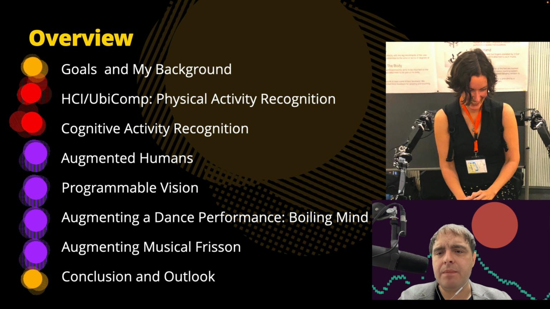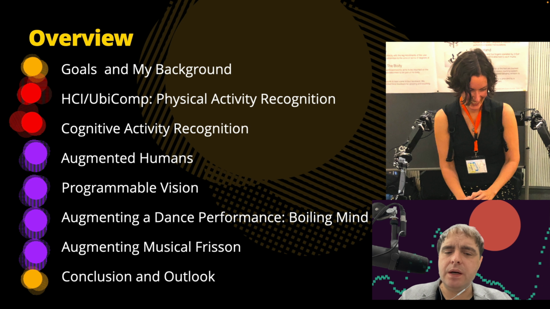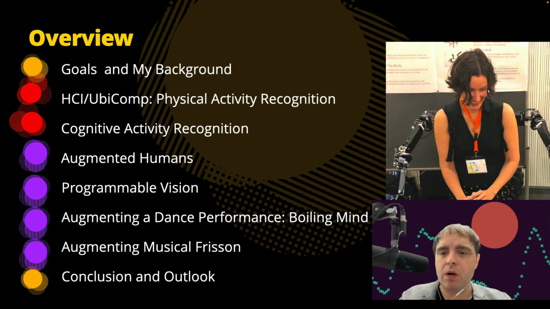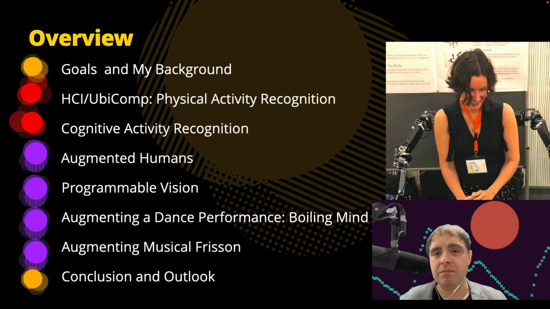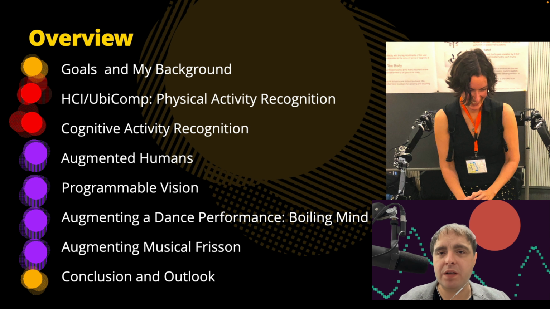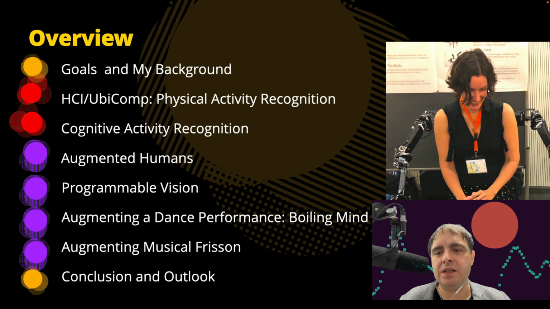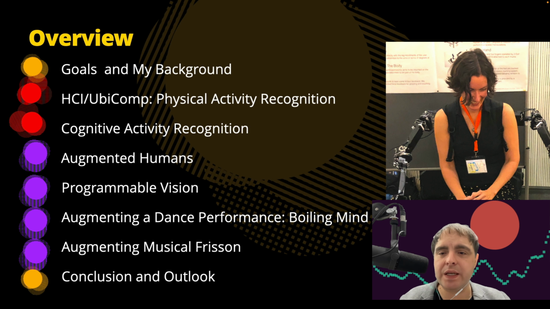And especially into an enabling technology called physical activity recognition or activity recognition in general. We'll move over to cognitive activities and cognitive states. And then we will be discussing augmented humans, the definition, what kind of research is produced in that field. And to illustrate this, I highlight 3 examples of our research.